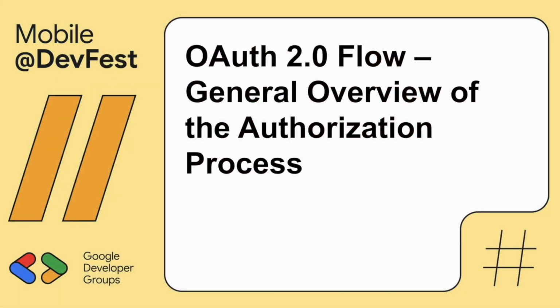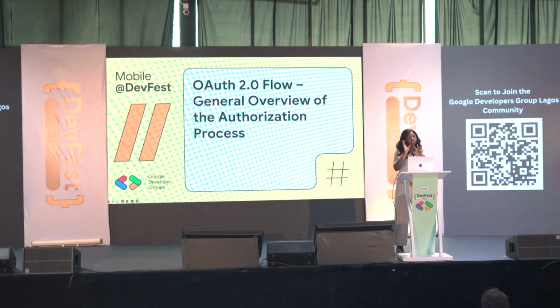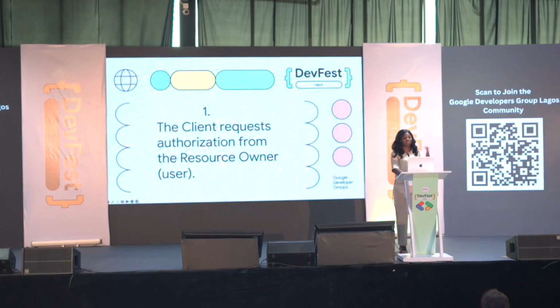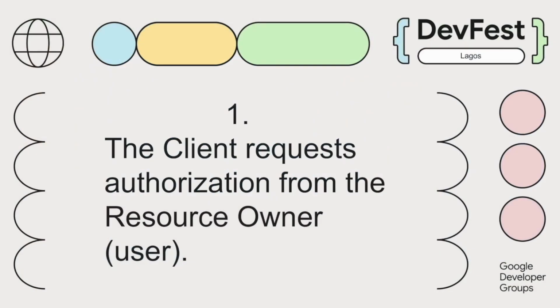I want to take us through the general flow of the open authorization process. You mentioned we have four core concepts for open authorization: the resource owner, client, authorization server, and the resource server. I want to take us through the process of authorizing, right?